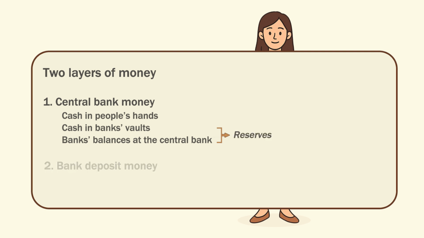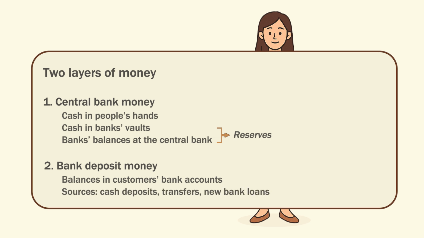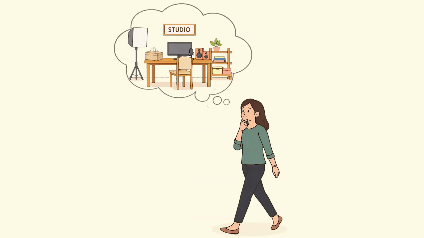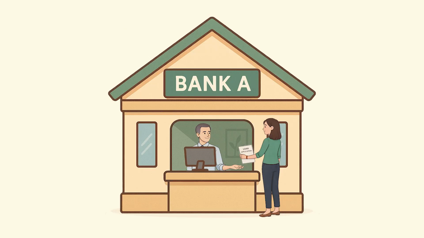Second, bank deposit money is the money you see in bank accounts, your balance, Adam's balance, and everyone else's balance. That money can come from different sources: cash people put into the bank, transfers they receive, and later in our story, loans. With that in mind, let's see what happens when Maria takes out a loan. Maria wants to start a small studio and needs $500 to buy equipment. To get that money, she applies for a loan from her bank.